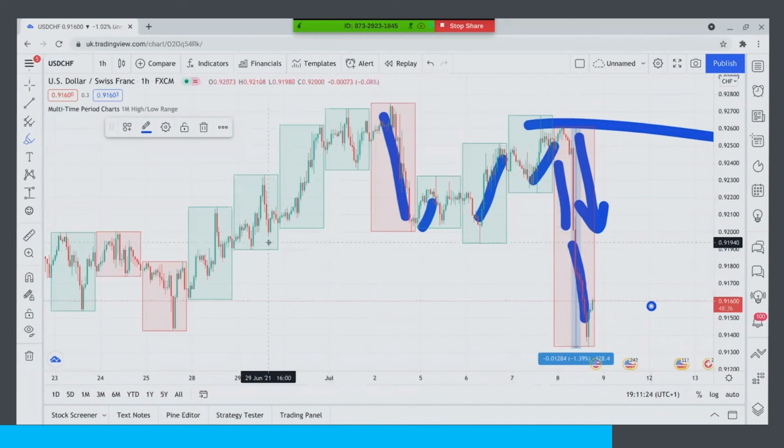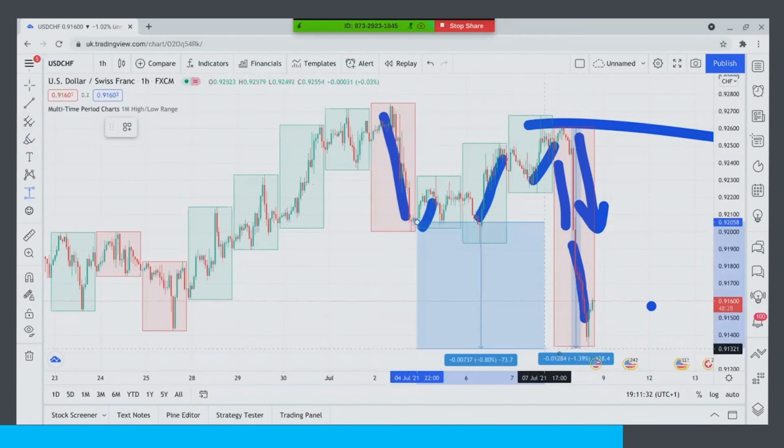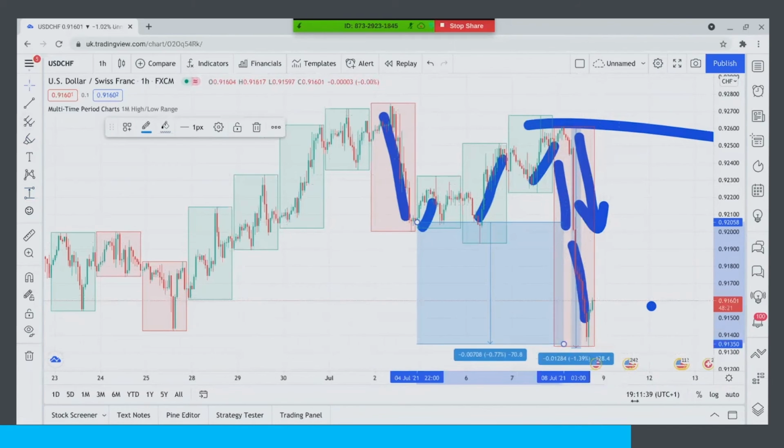Okay, guys, as you can see, for the week, let's see what our pip limit is. We started the week down here. We are currently 70 pips for the week so far. So we still have more space to the downside which the USD CHF can go.